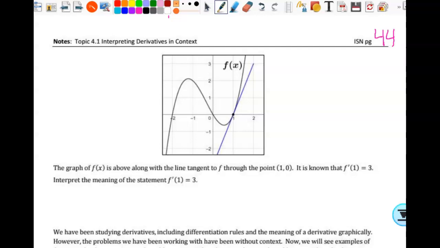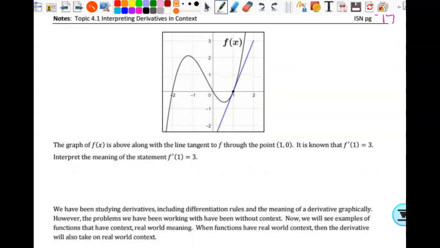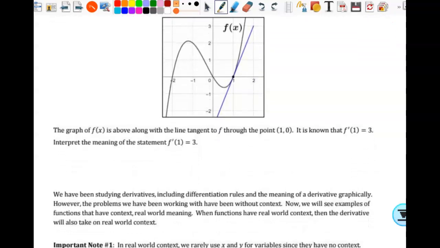All right, let's go to page 44. We are interpreting derivatives in context. So we know how to find derivatives. We have to make sure that we understand what they mean.